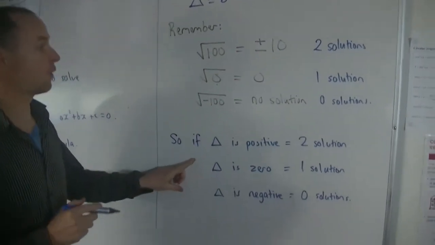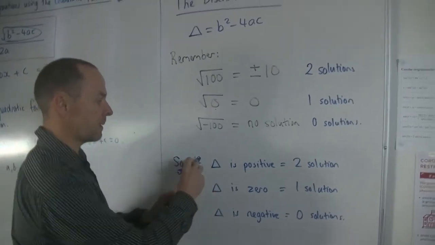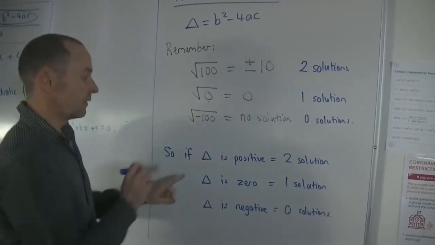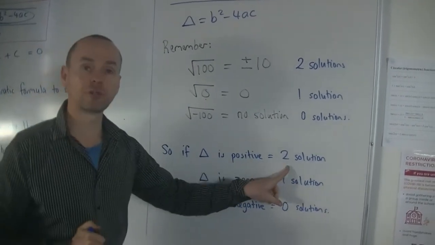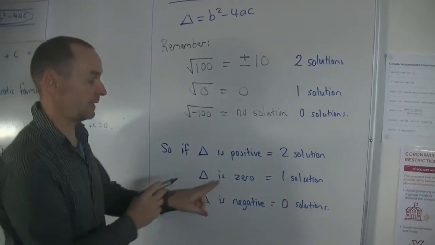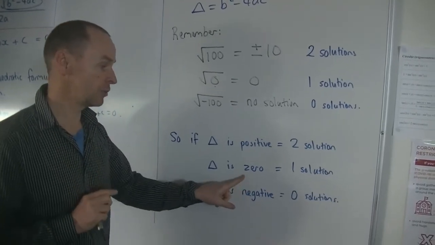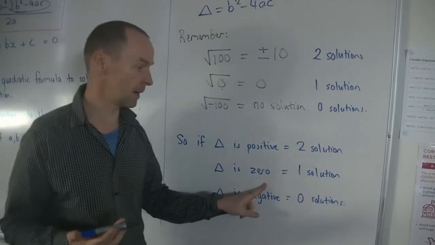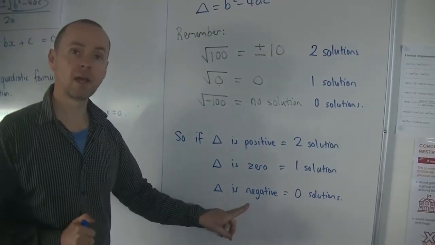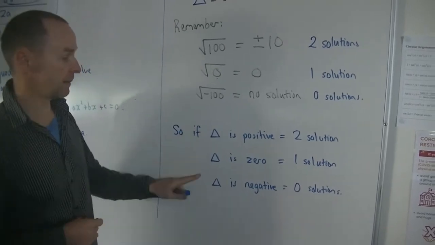So therefore, if the discriminant is positive, because remember, in the quadratic formula, it's the square root of the discriminant, we know there are 2 solutions to our equation. If the discriminant is equal to 0, we know there's only one solution. And if the discriminant is negative, then there are no solutions. You cannot work it out. So this is very important.